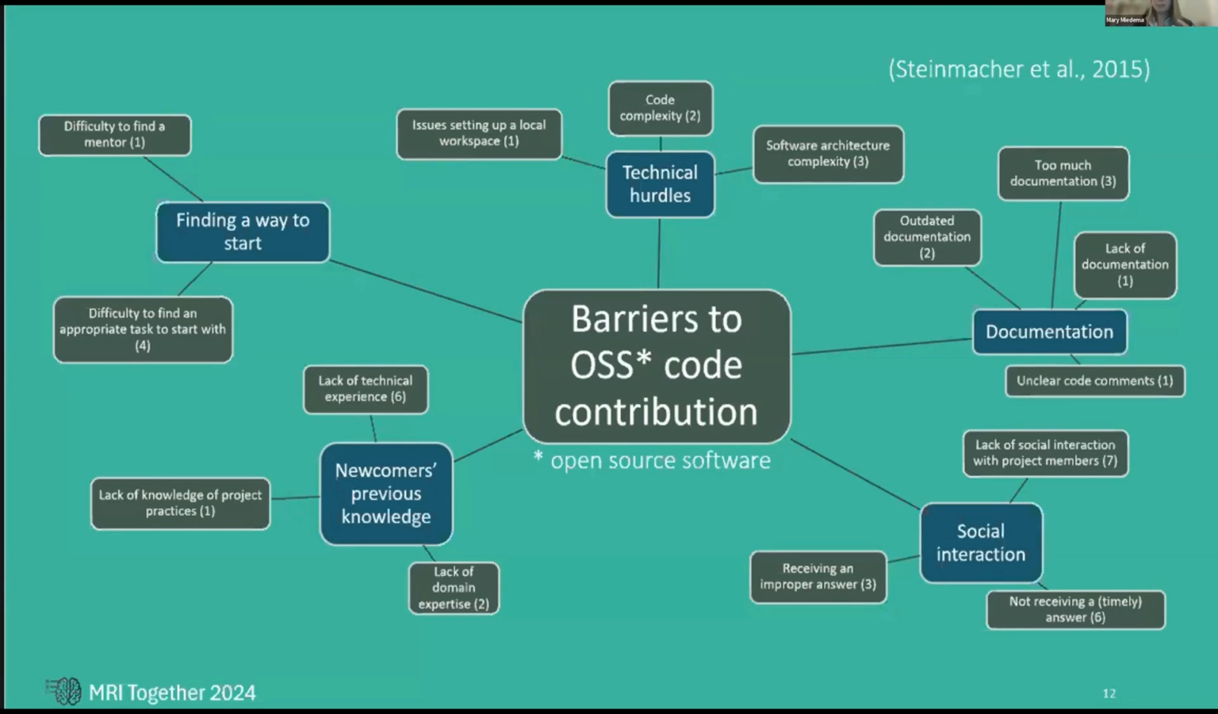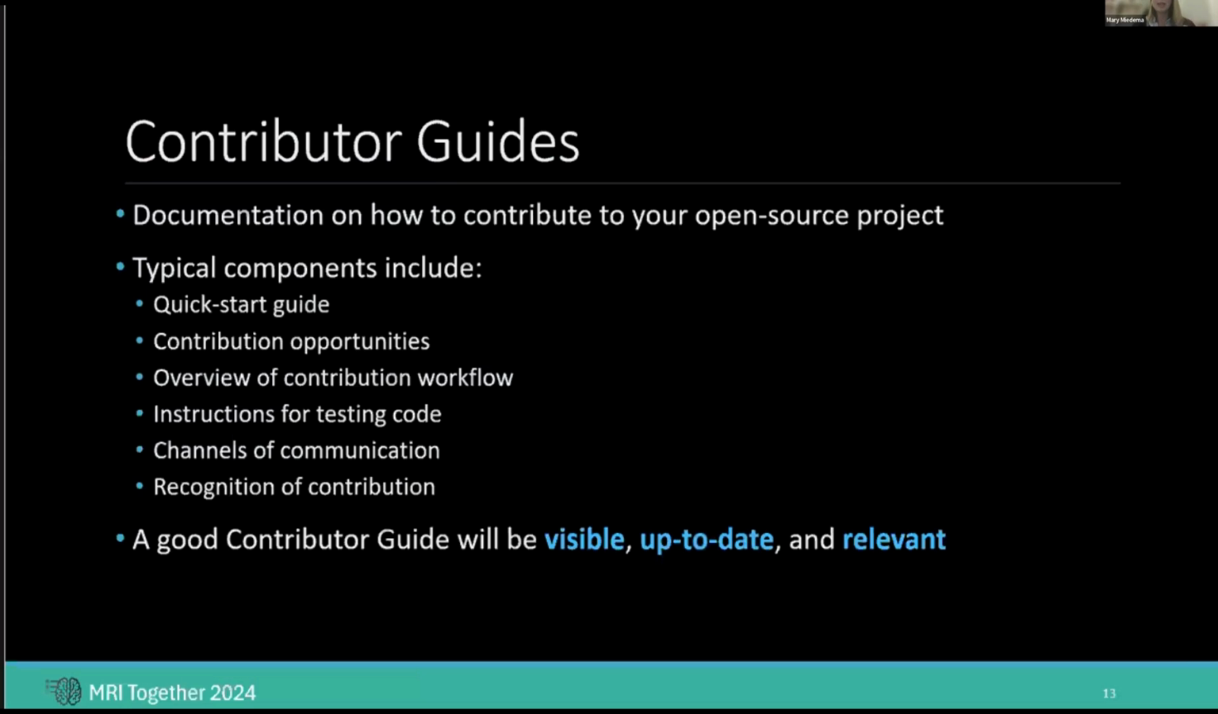So one of the biggest places to address these barriers is a contributor guide. And a contributor guide, in a nutshell, is something to set up to show people how to contribute to your open source project. Usually it's a set of documentation either in the repository of your GitHub project or on a website. Typical components would include a quick start guide for people who have done open science software before and know where they're going.